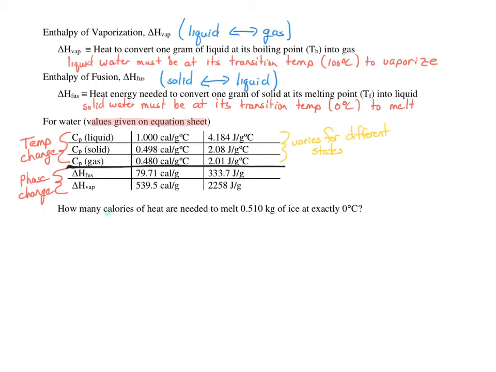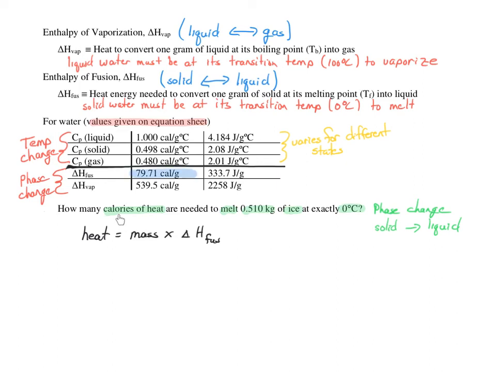This question asks for calories of heat, and we're melting some amount of solid water or ice, and we're already at the transition temperature. We note that this is a phase change. It's a phase change of solid to liquid, so the equation we use is heat is equal to the mass times the delta H fusion.